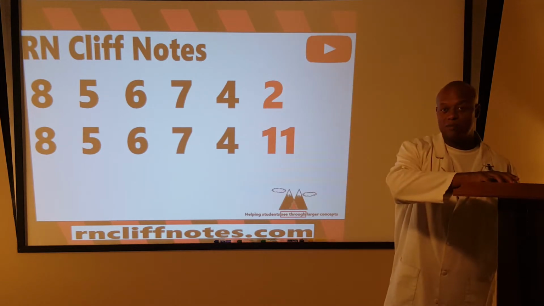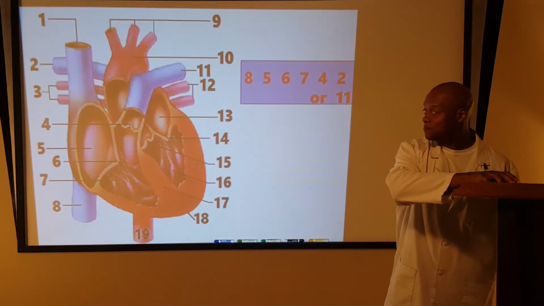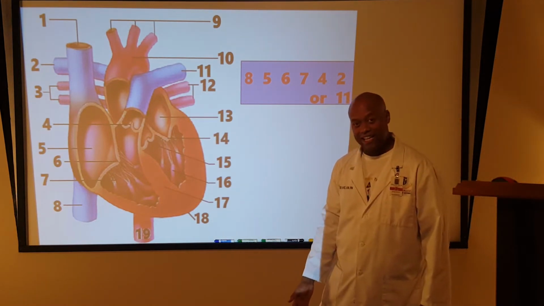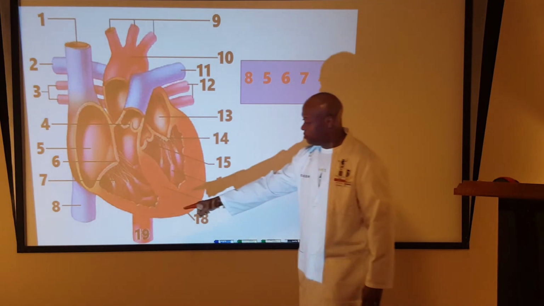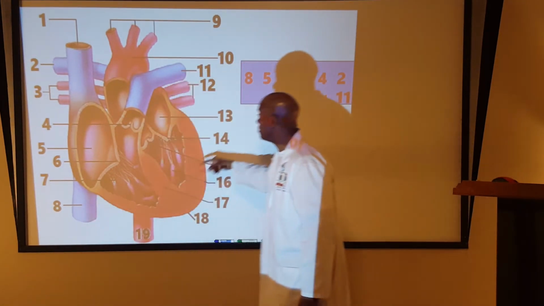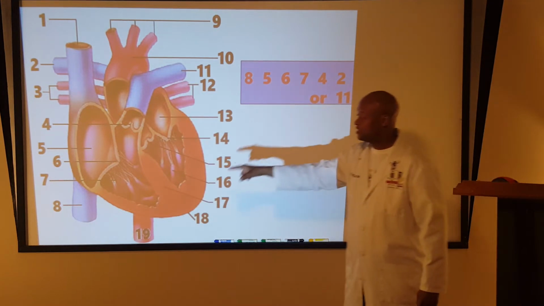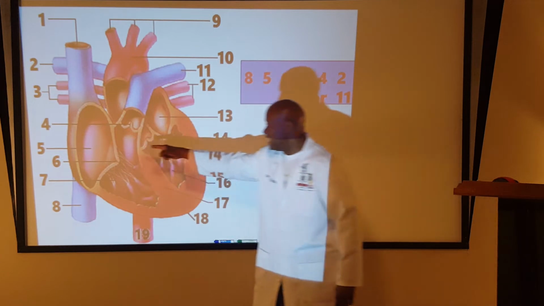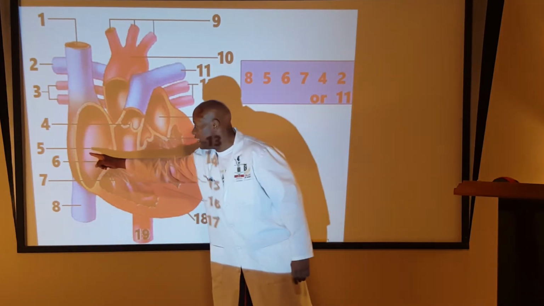And here, let's double check our work. Okay, so you're that cell. We said you were starting in the leg. If you're coming from the leg, you're going to come up through the inferior vena cava, number 8 there. After that, you're going to come out of the inferior vena cava into the right atrium, which is number 5.